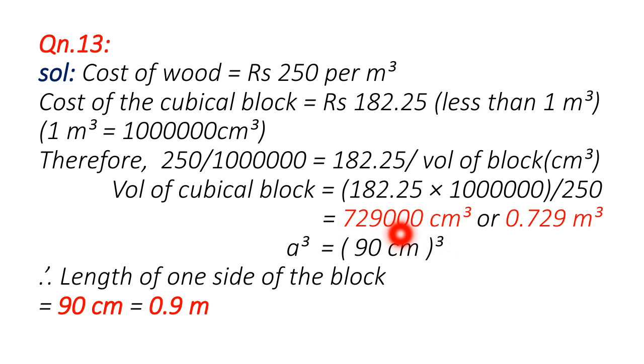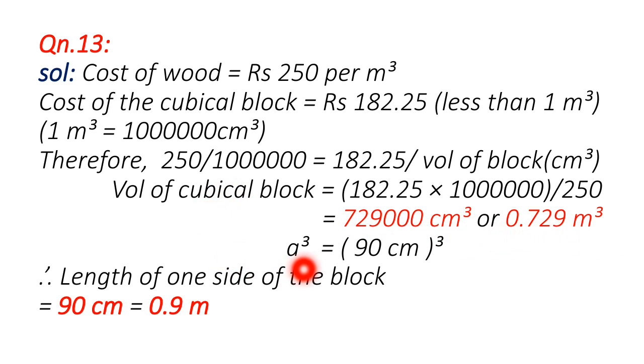If you want to convert this centimeter cube into meter cube, then we'll divide this term by 1 and 6 zeros, so the decimal will come here before 7, so it will be 0.729 meter cube. So this is the volume of the cuboidal block that we have bought.